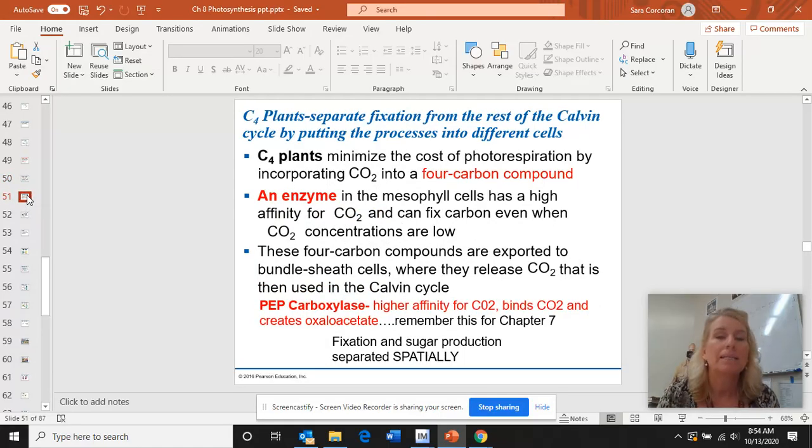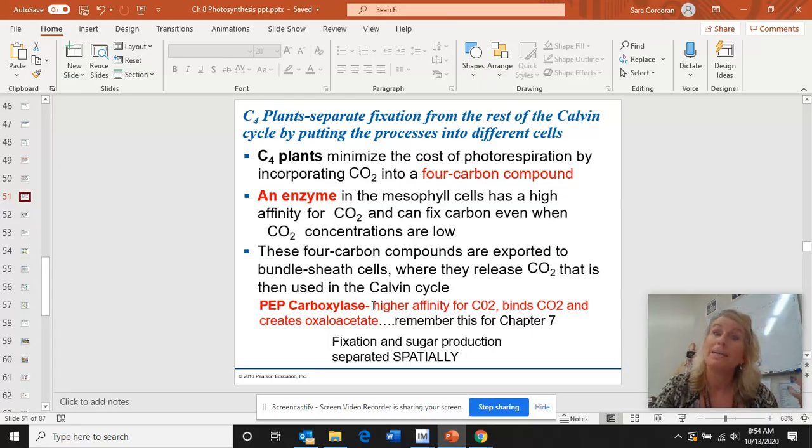So C4 plants actually separate carbon fixation from the rest of the Calvin cycle by separating them into different cells. And they're called C4 plants because when carbon is initially fixed, the first product is a 4-carbon molecule. Remember, C3 plants make a 3-carbon molecule. So that's just where the name comes from. An enzyme called PEP carboxylase has a very, very high affinity for carbon dioxide. It does not get confused.